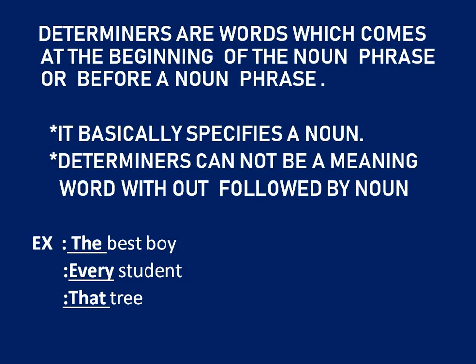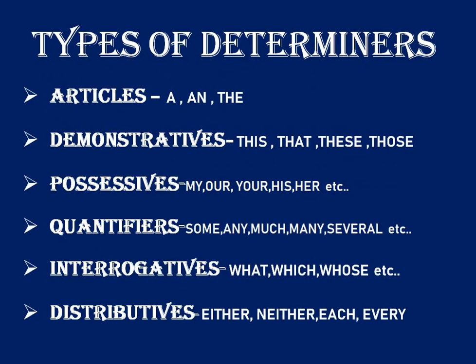Every student, that tree. Now we will discuss the types of determiners. There are 6 types of determiners: articles, a and the; demonstratives, this, that, these, those; possessives, my, our, your, his, her, etc.; quantifiers, some, any, much, many, several, etc.; interrogatives, what, which, whose, etc.; distributives, either, neither, each, every. So these are the words used under the types of determiners.